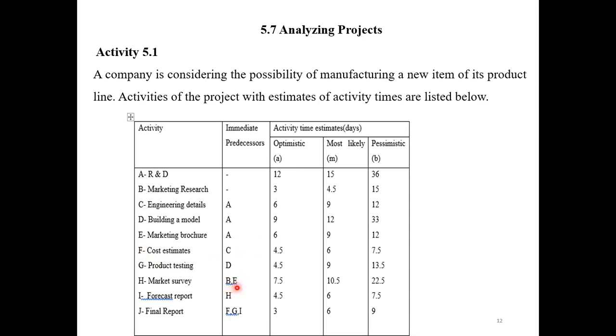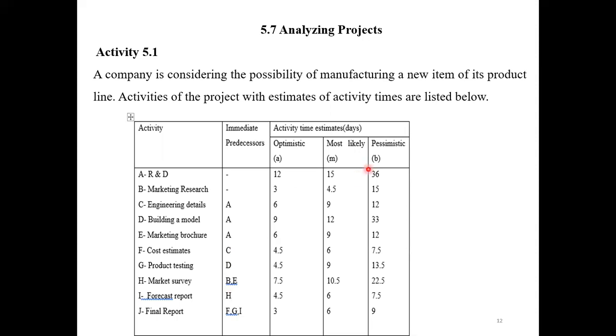When B and E together finish, then H starts. After H finishes, I starts. Then when F, G, I together finish, then J starts. Then with J, the project ends. So these are the activities. We have to interconnect these activities considering the immediate predecessor: which should be completed first, then which starts, like that.